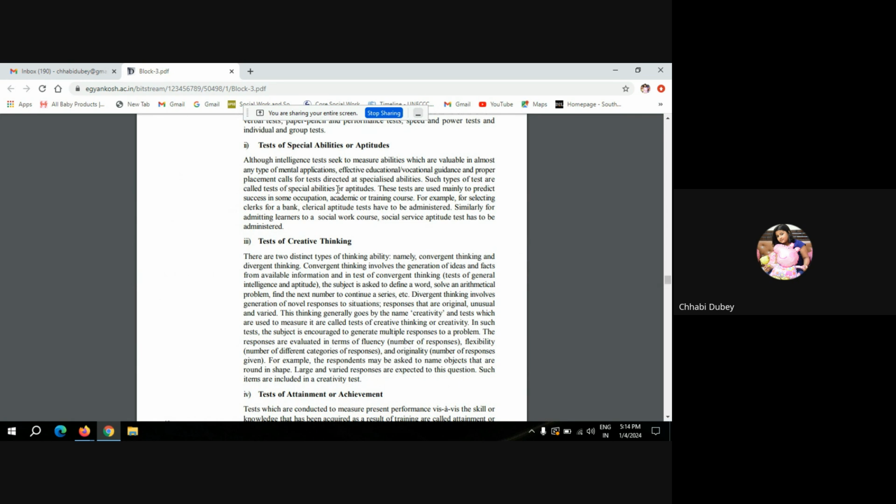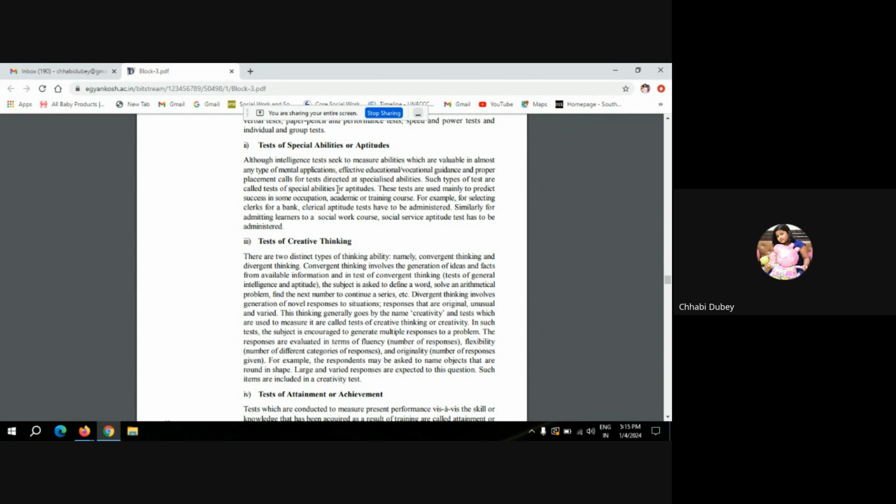Then there are tests for special abilities or aptitudes. These tests are generally administered for what are described as specialized abilities, and this helps us to measure the special abilities of individuals or their aptitude.